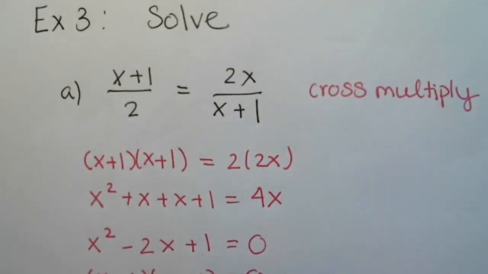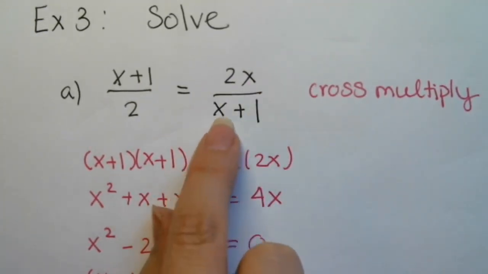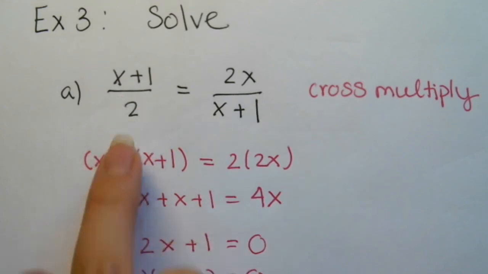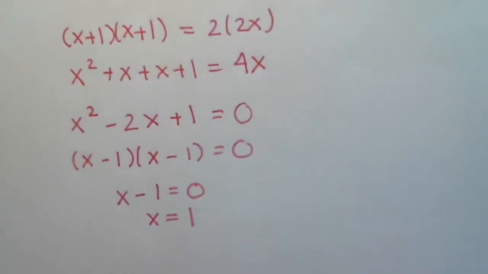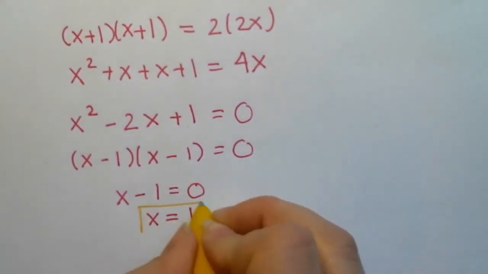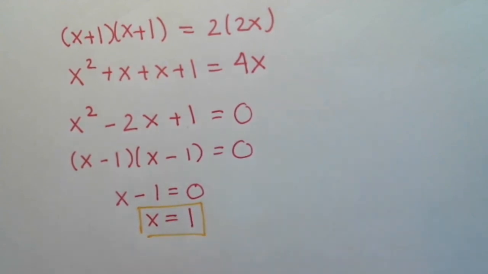Now when I check it, I plug in 1 to the denominator here, I get 2. That's fine. This denominator is already 2. So this is a good solution. It's not an extraneous solution. Okay.